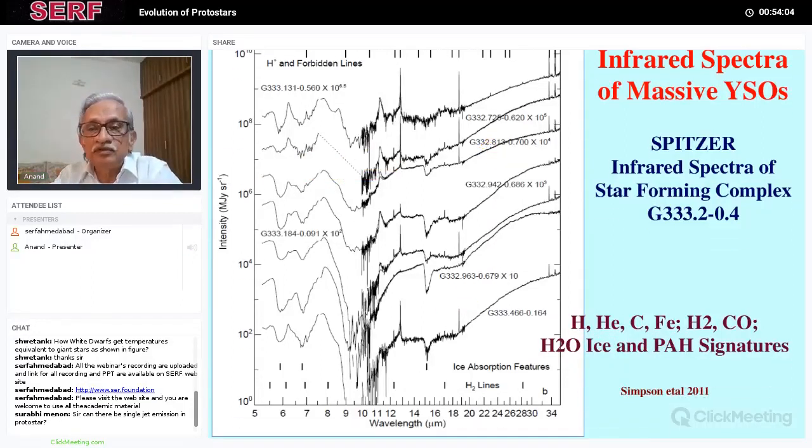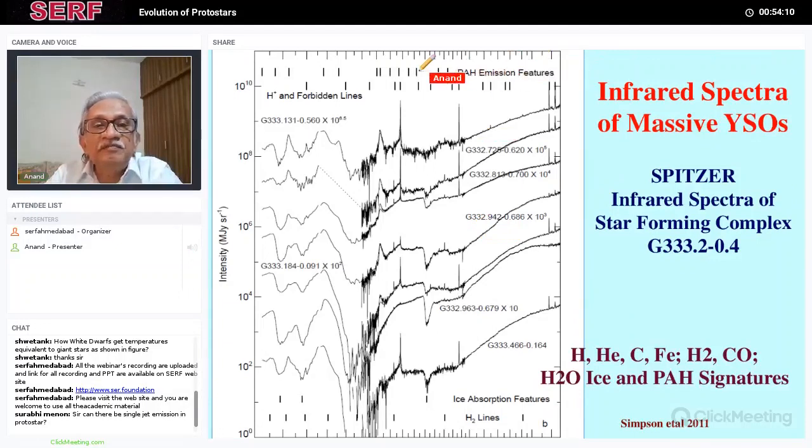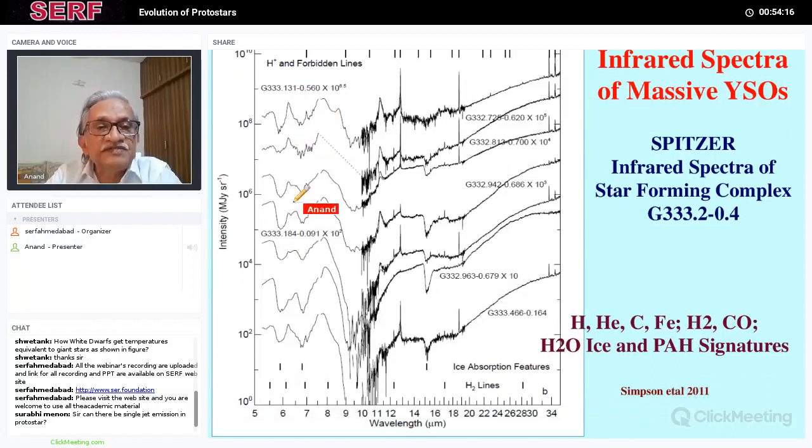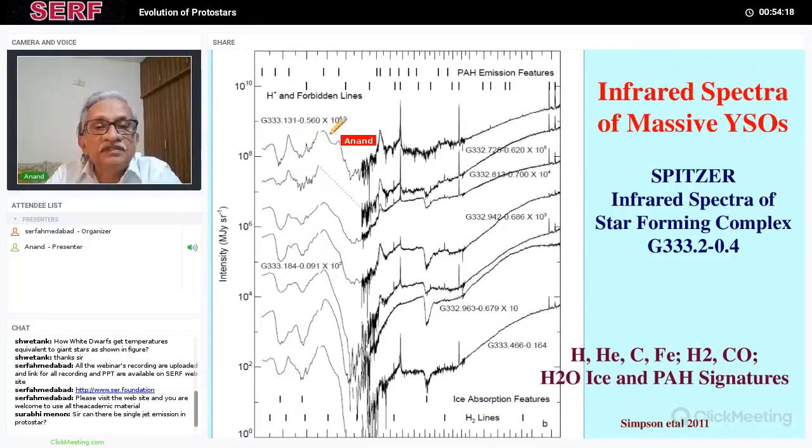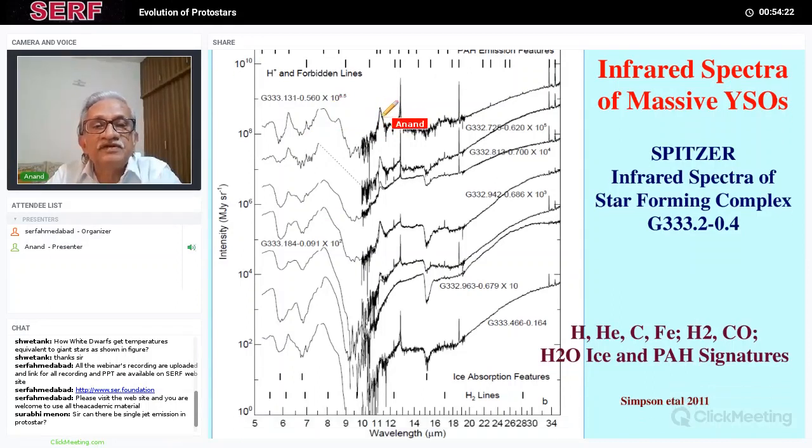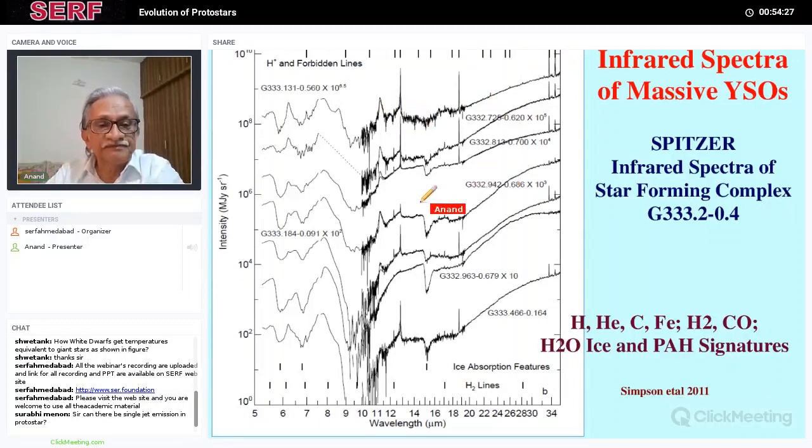I'm not going into all the details here. Already time is running out. But these are PAH emissions here. So this is a PAH emission here, at 6 micrometer. And then 7 and 8 micrometer, and then 11 micrometer, and so on. And there are other lines. Molecular hydrogen also is there, the rotational lines.